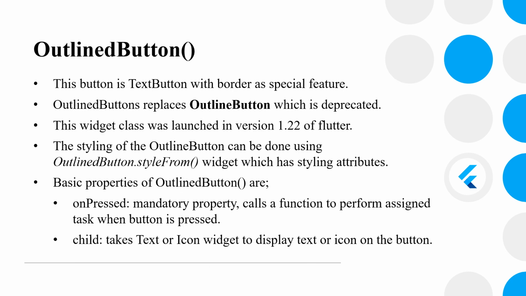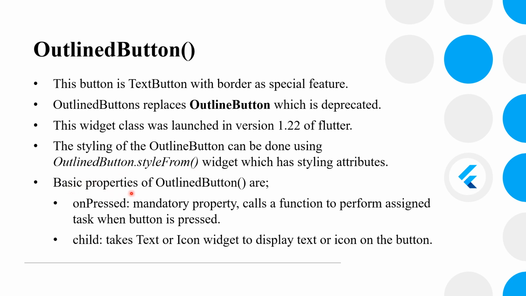Next, outline button. This button is a text button with a border as a special feature. That means it has a border around the text button. Outline button replaces the old outline button, which is deprecated. Similarly, it was launched from version 1.22 of Flutter. Styling of this button can be done using OutlinedButton.styleFrom for styling attributes.